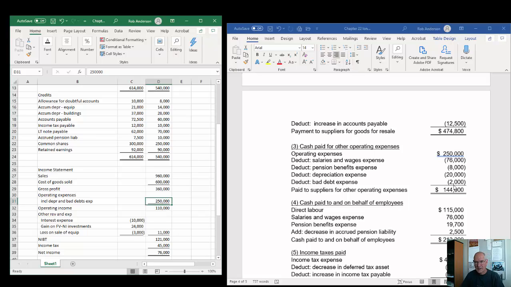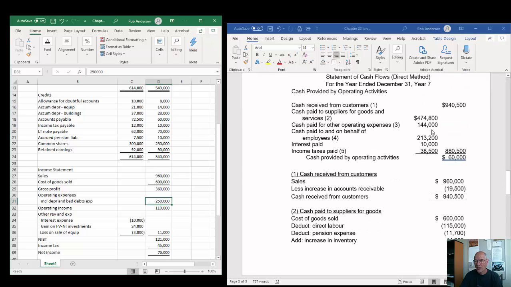And bad debts expense is non-cash as well. I mean, it's just an adjusting entry, right? When you write off an account receivable, you don't give them money, they just don't pay you. So there's no cash effect for bad debts expense. So we have to take all of those off, and the only reason we're taking them off is that they're already included in operating expenses, leaving us $144 paid to suppliers. So just backing up, we've looked at these first three numbers. So we have three more things generally to look at.